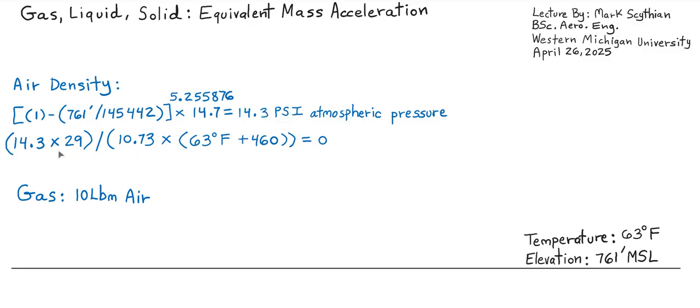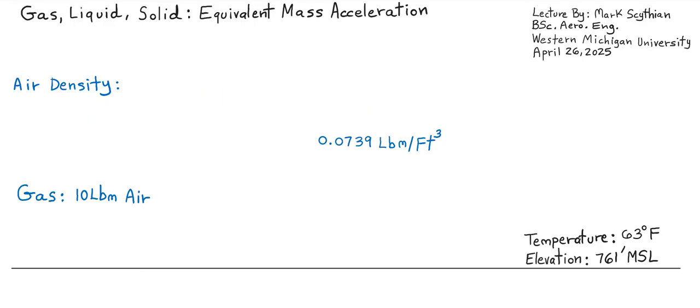If you take the 14.3 psi and multiply it times the molar mass for air, 29 grams per mole, and then divide it into the product of the ideal gas law constant for air, which is 10.73, times the Rankine absolute air temperature, so 63 degrees Fahrenheit plus 460, you will then be able to calculate the air density in pounds per cubic foot.